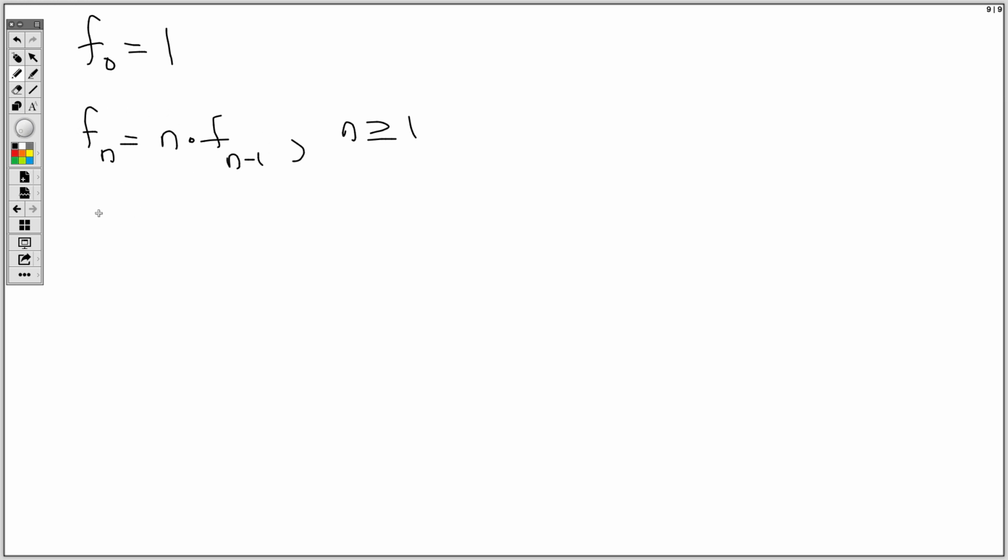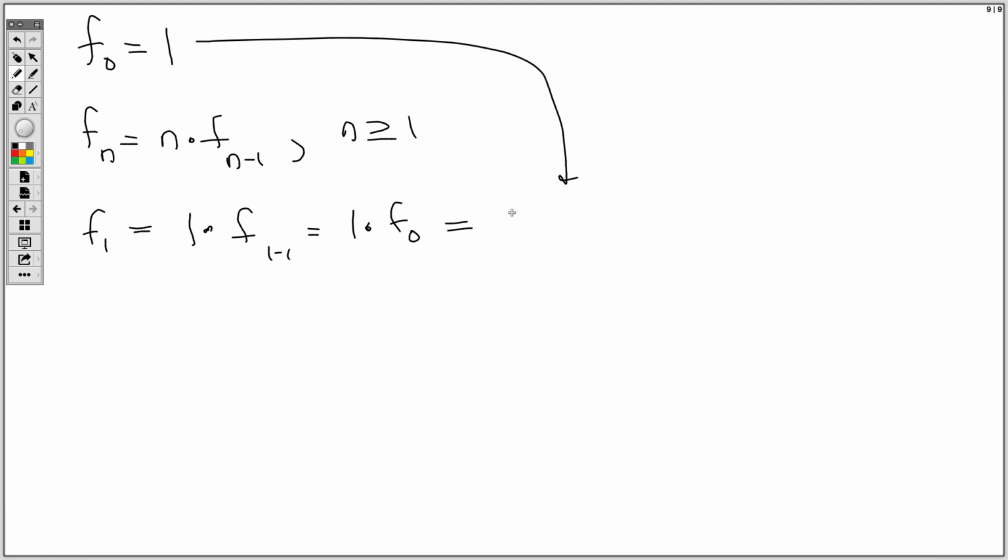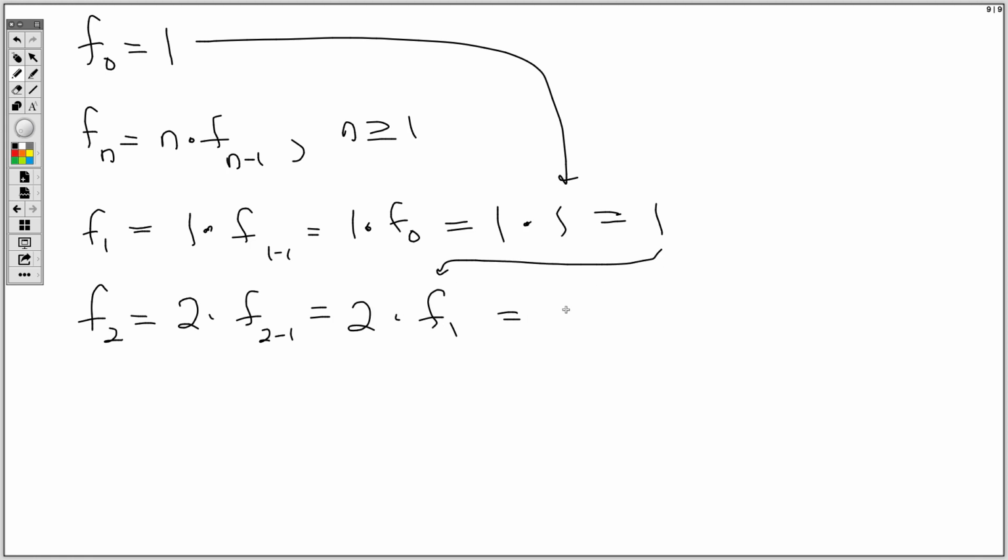Looking at the recursion equation, f sub 1 would be 1 times f sub 1 minus 1, which is 1 times f sub 0. F sub 0 is 1, and so f sub 1 is 1. So far it's not very exciting. F sub 2 is 2 times f sub 2 minus 1, which would be 2 times f sub 1, which we just calculated was 1.